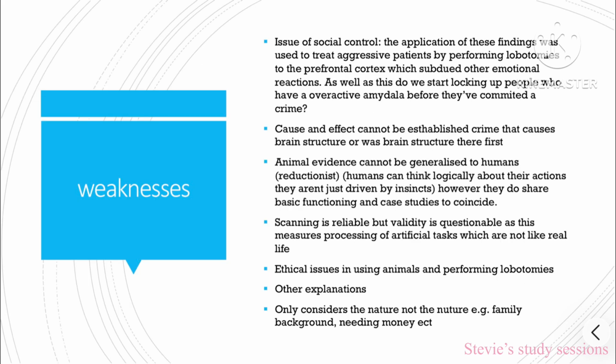Issue of social control. The application of these findings can be used to treat aggressive patients by performing lobotomies to the prefrontal cortex, which subdue emotions and emotional reactions. As well as this, we can start looking up people who have an overactive amygdala before they've committed a crime. This proves to say that we do not know the cause and effect relationship. We do not know if the crime is caused by brain structure or if brain structure is there in the first place.